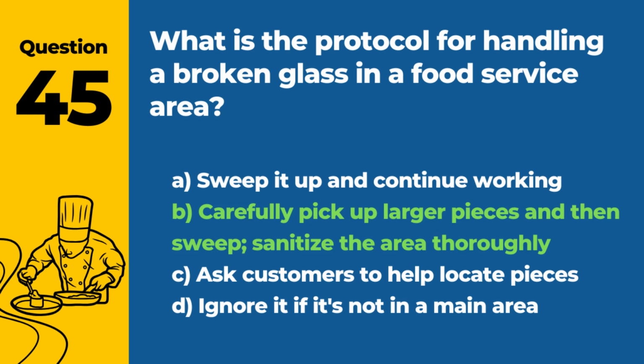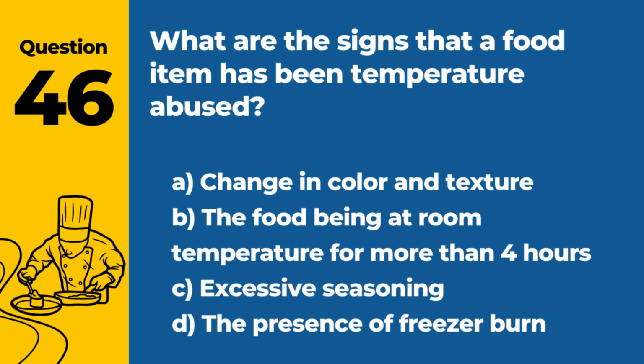Answer. B. Carefully pick up larger pieces and then sweep. Sanitize the area thoroughly. When handling a broken glass in a food service area, it's important to carefully pick up the larger pieces, then sweep up the smaller fragments to ensure all pieces are removed, and finally sanitize the area to ensure safety.